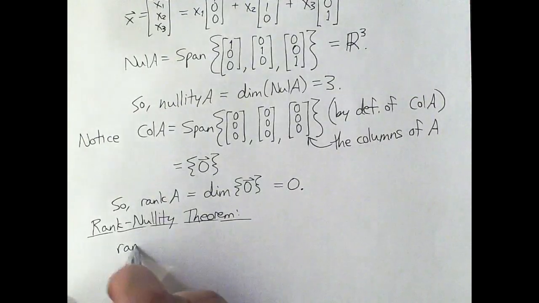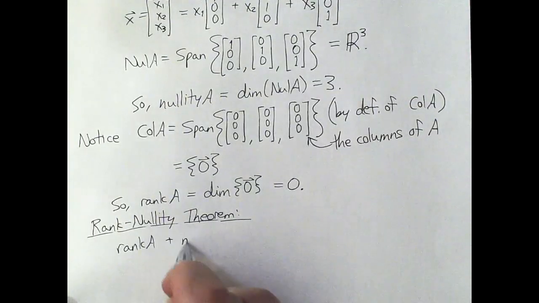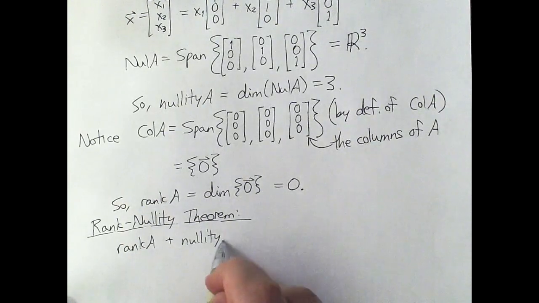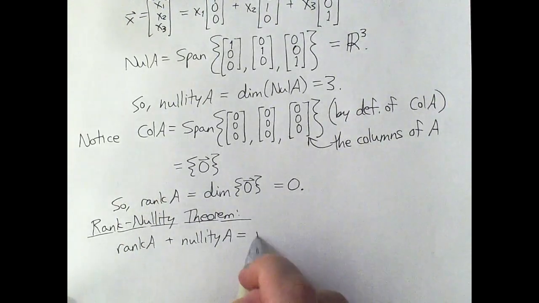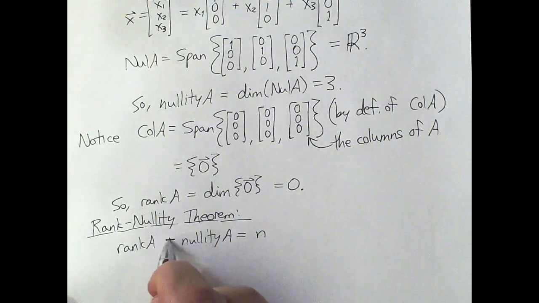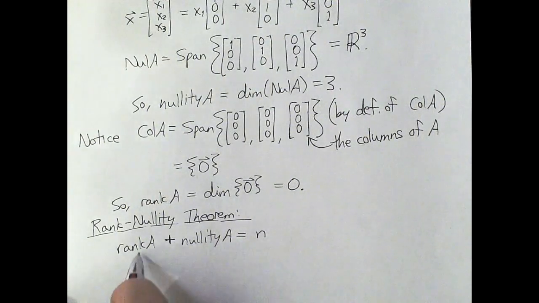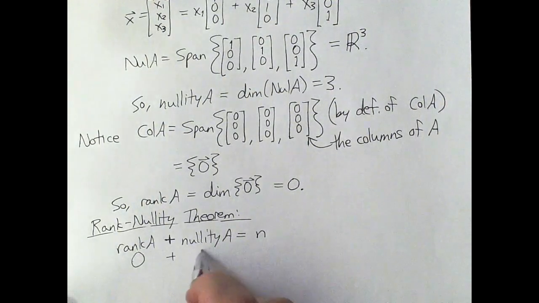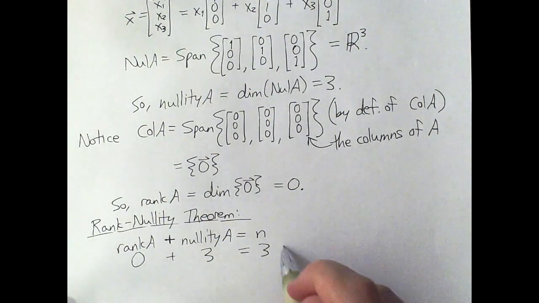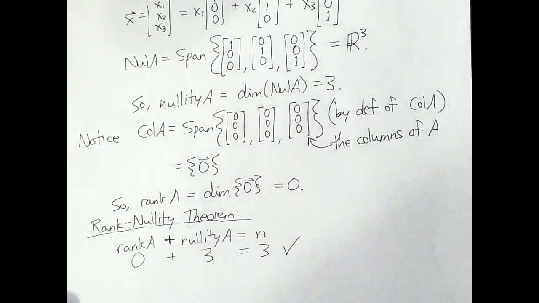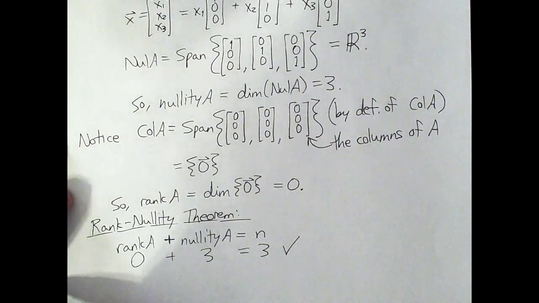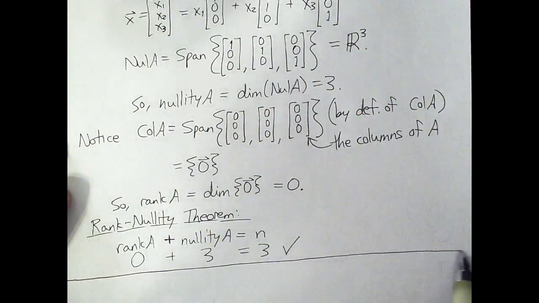We're supposed to get rank of A plus nullity of A to equal n. N is the number of columns, so we did get 0 plus 3 equals 3. Everything checks out. So I kind of asked you that as a question, and then we went a little bit beyond the question and discussed it further.